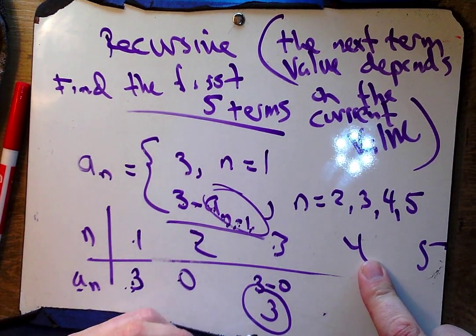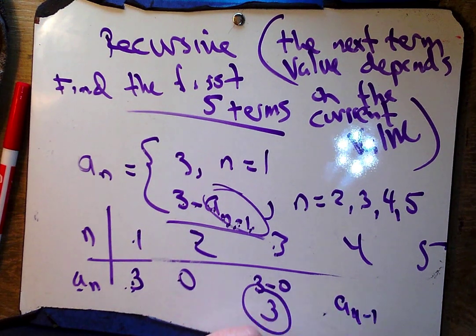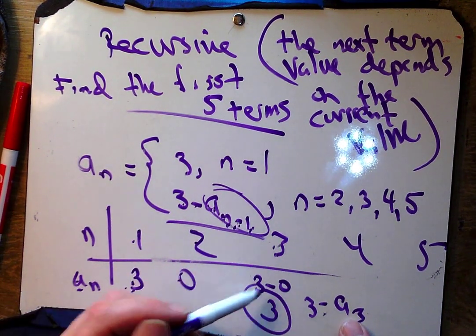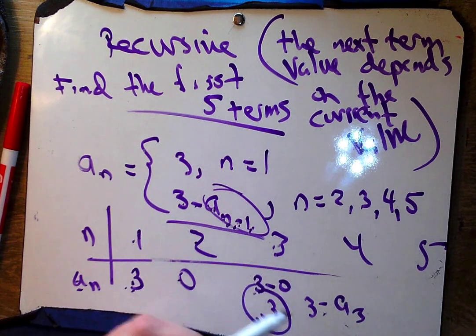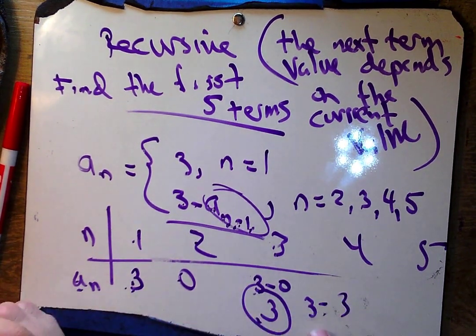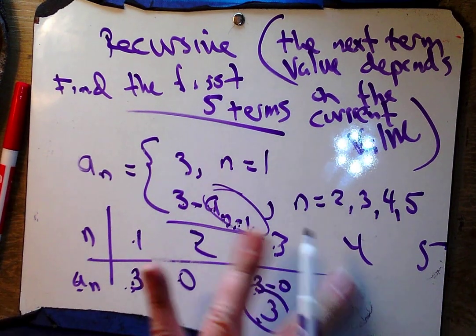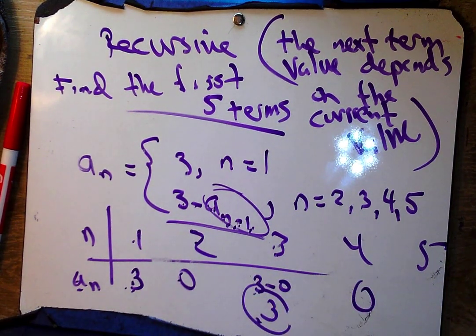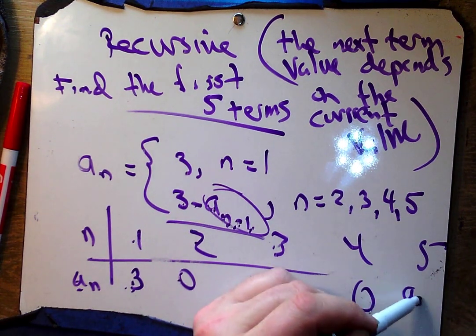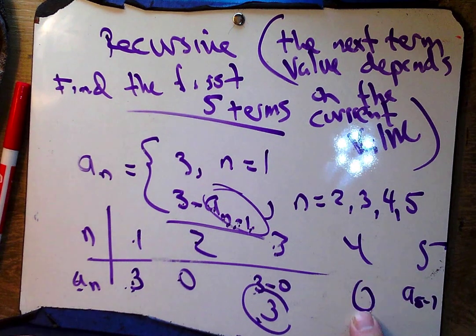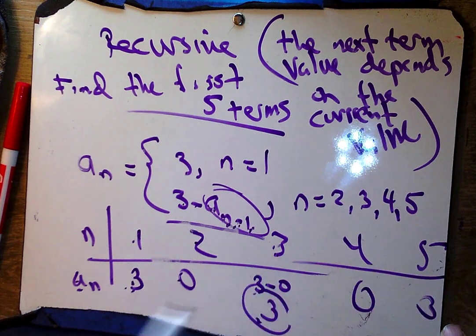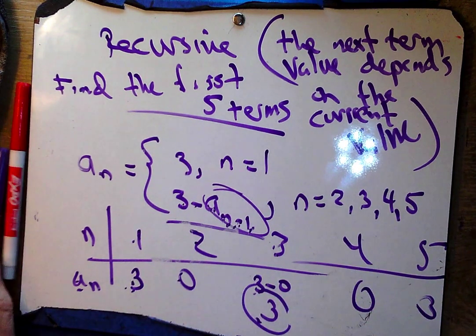If I plug in a 4, well, I want a sub 4 minus 1. And that's going to be a sub 3. A sub 3 is 3. And so now I've got 3 minus 3 again. And I get 0. Okay, plug in a 5. So I'm going to have a sub 5 minus 1. That's a sub 4. And I want to say 3 minus that number. Yep, and I get 3 again. All right, so there's that.